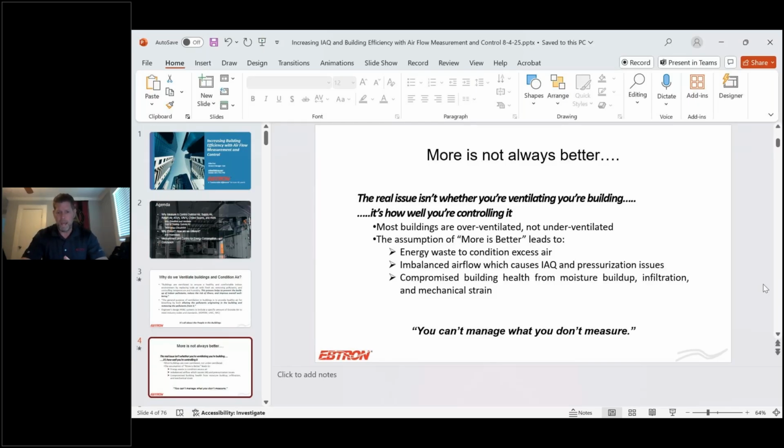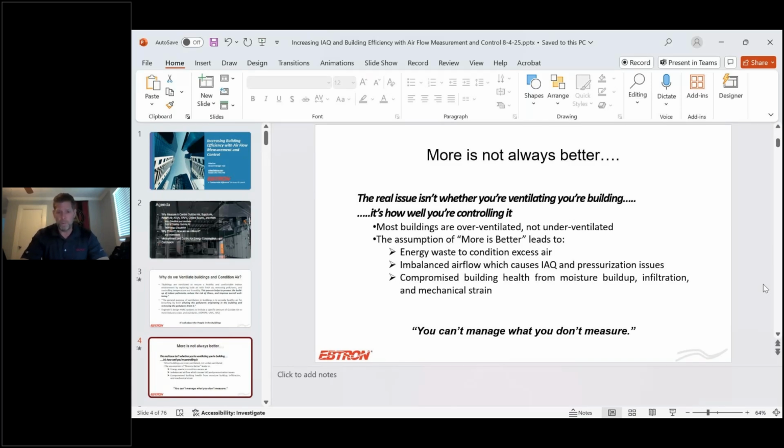Most buildings have ventilation designed into them. They're bringing in outside air, recirculating air. So it's not a function maybe of whether we're ventilating or not ventilating, but most buildings are actually over-ventilated. There's some that are under-ventilated, and we're going to talk about what happens with those two different circumstances. But most buildings are over-ventilated.